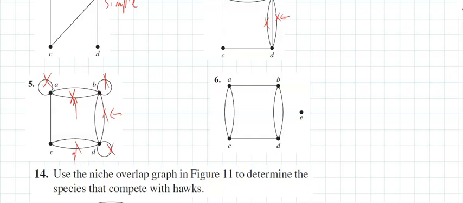Now it becomes simple. And if I look at number 6, all I have to do is remove, again, any one of those or any one of those. That becomes simple as well.